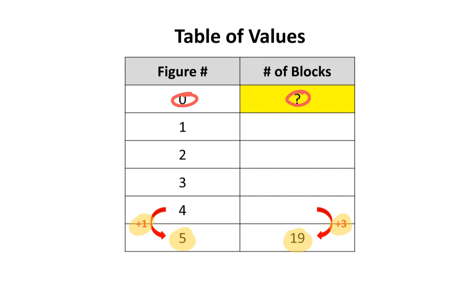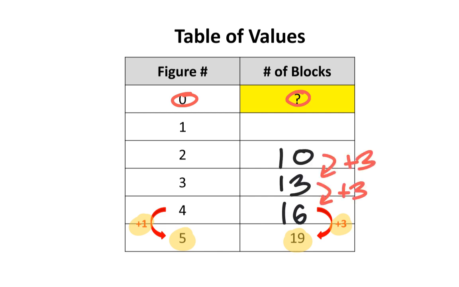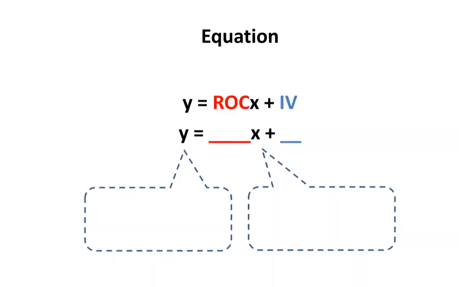What you could do is use the rate of change to work backwards. I've gone ahead and done that already for you and found that figure 0 contains 4 blocks. In other words, the initial value is 4. I can now represent this table of values with an equation, y equals rate of change multiplied by x plus the initial value. We were already given the rate of change. It was an increase of 3 blocks for every one figure number. In other words, it was just 3. And we used this information to work backwards to find the initial value, which was 4.